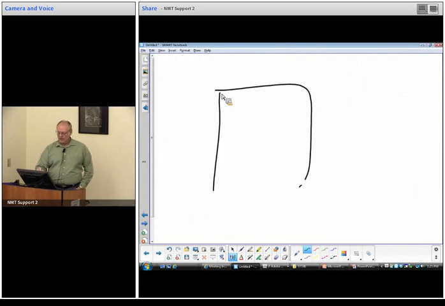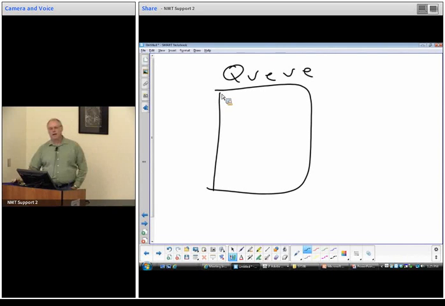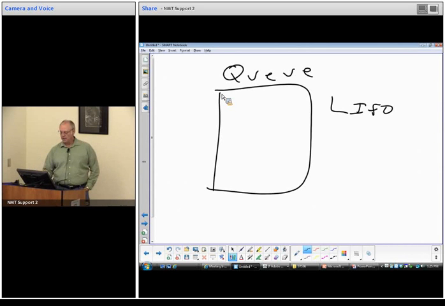You can think about it as a, what is it? Yes. LIFO, last in, first out queue. Whatever's at the top of this queue gets run next.